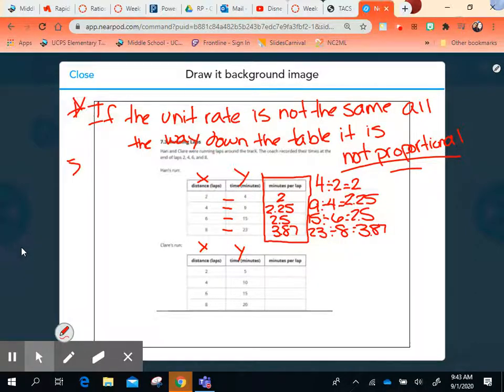Okay, I'm going to give you a minute to write that down, whether you're here or at home. That is important for you to know, because right now we're working with proportional and non-proportional tables. But later this week, we're going to be working with proportional and not proportional graphs.